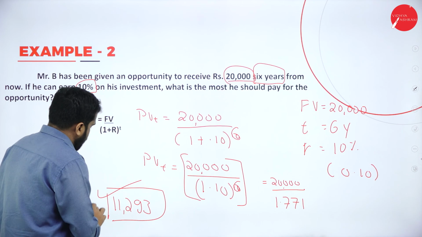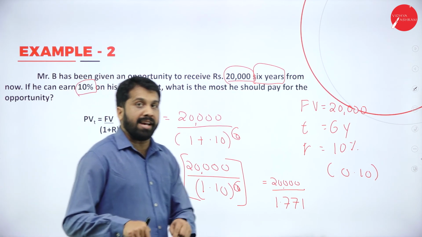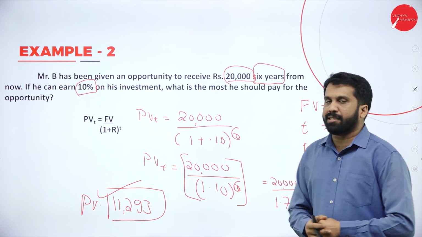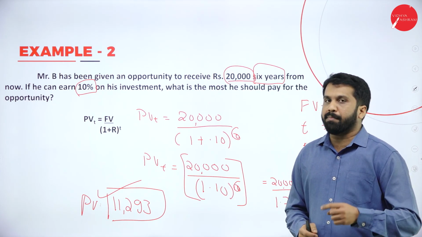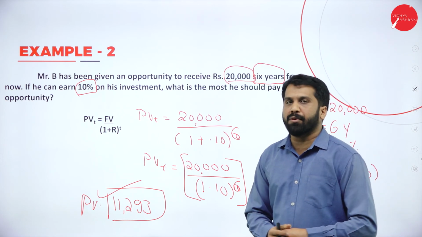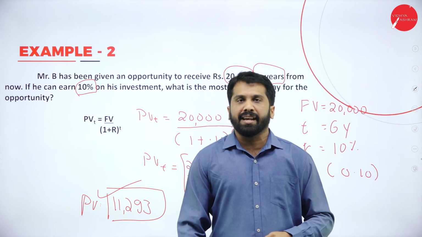This is your present value. Today, what you have invested, you have invested 11,293. What will it become? 20,000 after 6 years. This is all about your present value calculation.